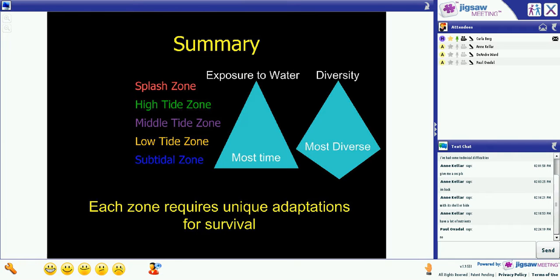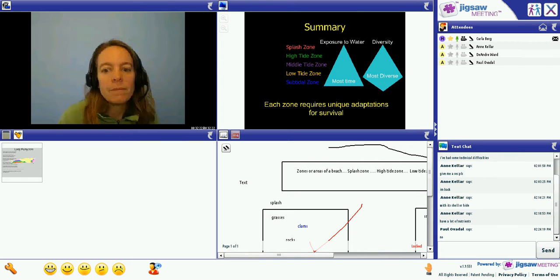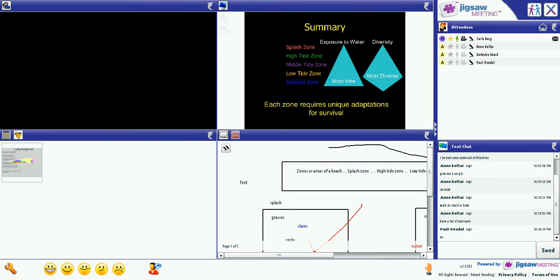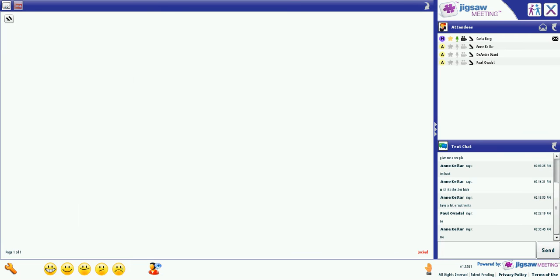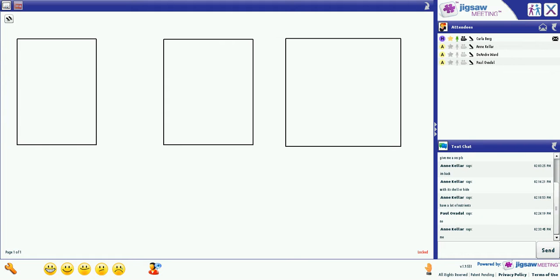Okay, how many people here have ever been to a beach? Okay, all of you have been to a beach. So we are going to do a little task here. I'm going to give you each a square. And what I would like you to do, and we're going to have Paul's, DeAndre, and Ann, is describe the beach to me.